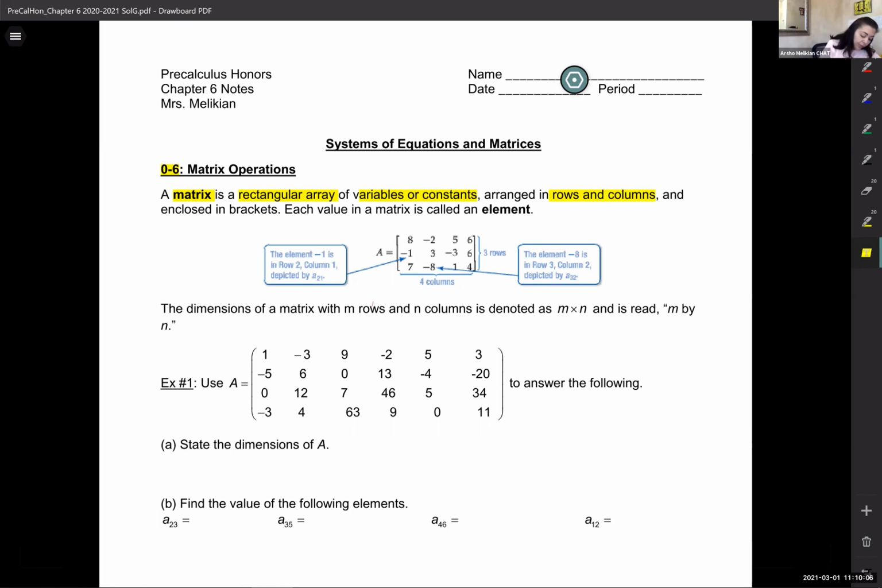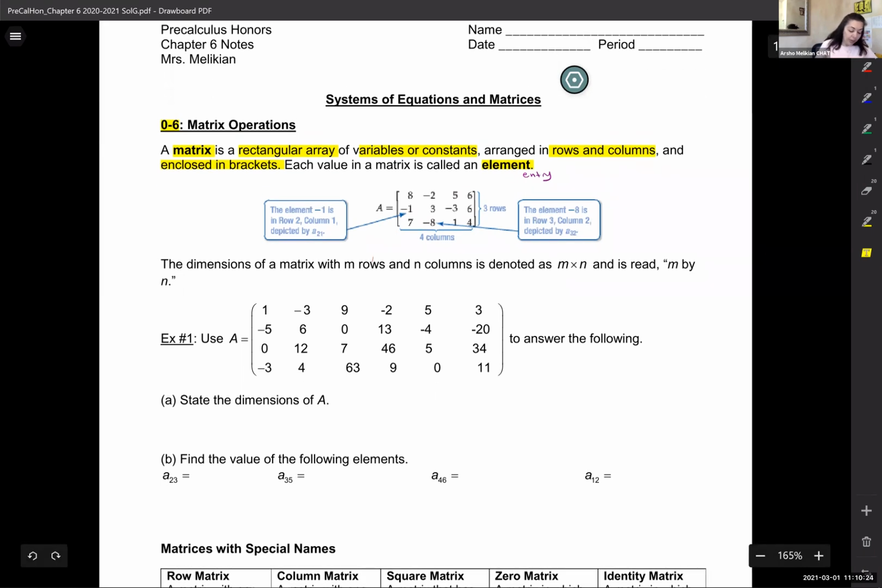And it is enclosed in brackets, okay? Each value in a matrix is called an element. Back in the day, or in other books, it may also be called an entry. Those are synonyms, right? So let's first talk about what a matrix looks like. I just mentioned that matrices are enclosed in brackets. Sorry, in some books, they're also in large parentheses like that.